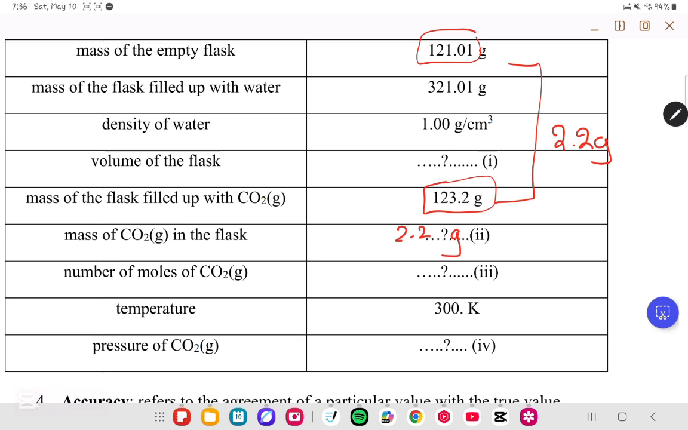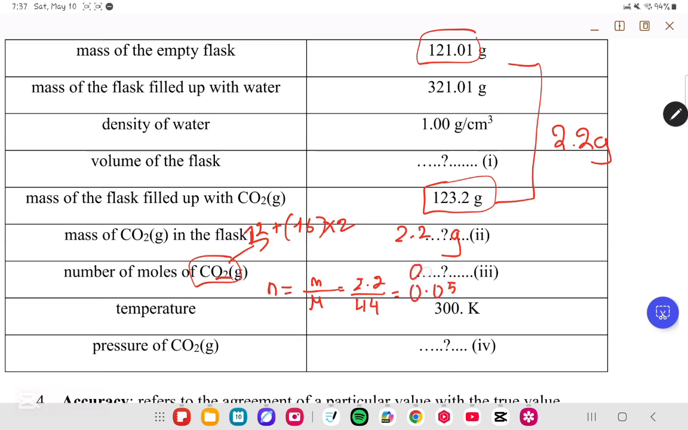Now, how do we find the number of moles of CO2? Very simply, number of moles is equal to the mass over the molar mass. So it's 2.2 grams over the molar mass of CO2. How do you find the molar mass of CO2? You look in the periodic table. Carbon has a molar mass of 12 plus oxygen, which is 16. How many oxygens do you have? You have 2, so 16 times 2. So 12 plus 16 times 2, you're going to get an answer of 44. So it's going to be 2.2 over the molar mass, which is 44. You will get an answer of 0.05.